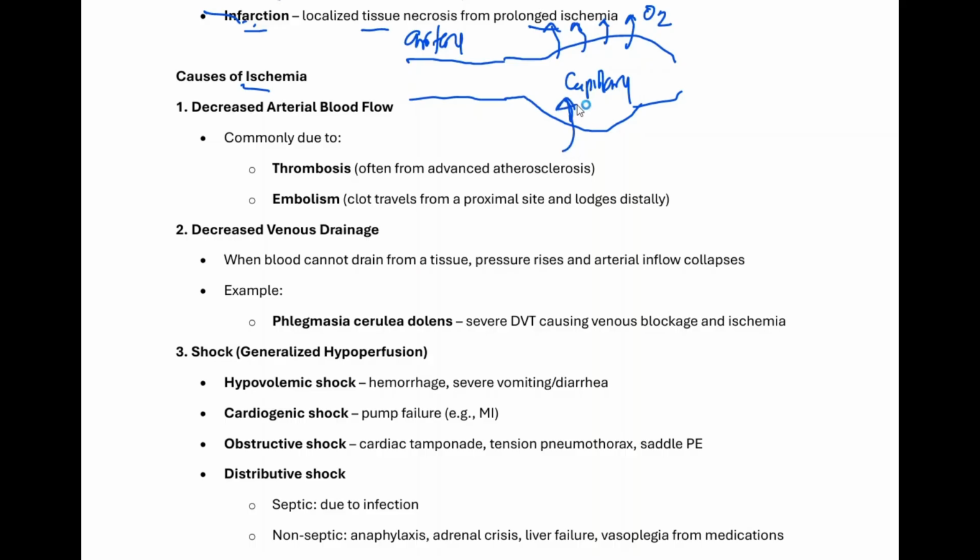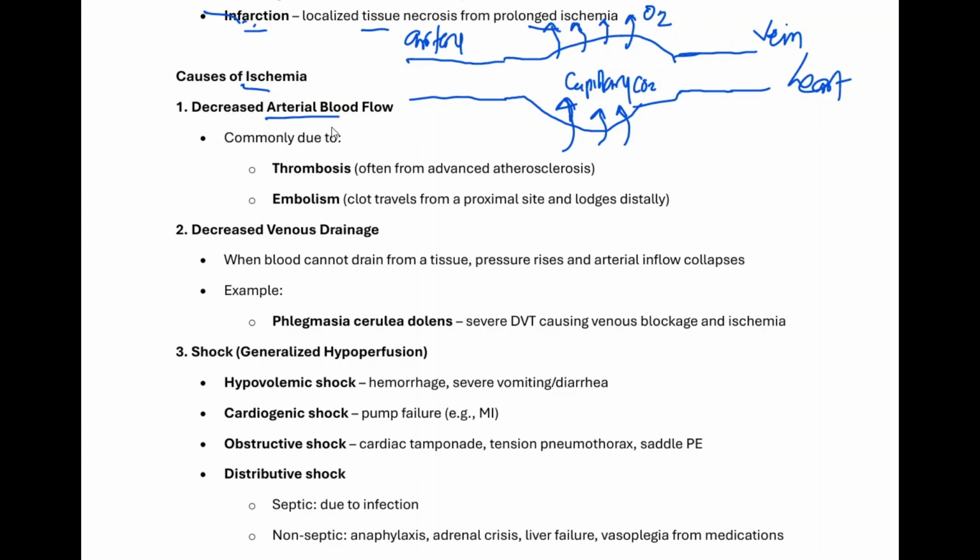And then what's going to come in exchange for oxygen? Your carbon dioxide, your CO2. And then that deoxygenated blood now will be taken to the venules, and from there, it's going to go to the vein. And then from there, it's going to return back to the heart, and go to the lung for oxygenation. So when you look at the causes of ischemia, it could be a problem with the arterial side.